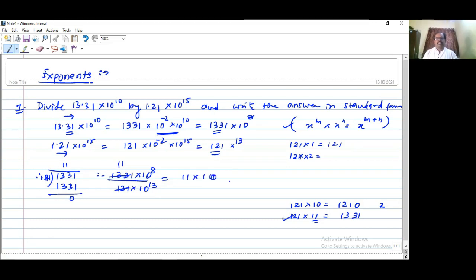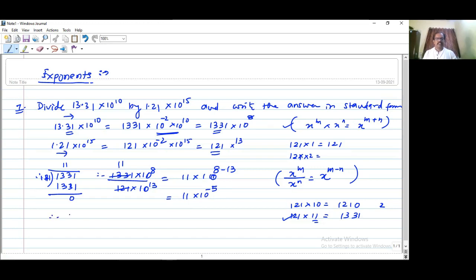Now here again we have exponents like x to the power m upon x to the power n. Using the law of exponents, whenever there is a quotient of two exponents with equal base, it is simplified by taking the difference of their exponents. So it will be x to the power m minus n. What is m? m is 8 and n is 13, so it is 8 minus 13. So it will be equal to 11 into 10 to the power minus, how much is 8 minus 13? It will be minus 5.